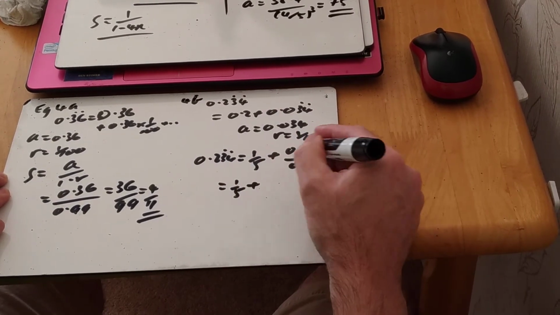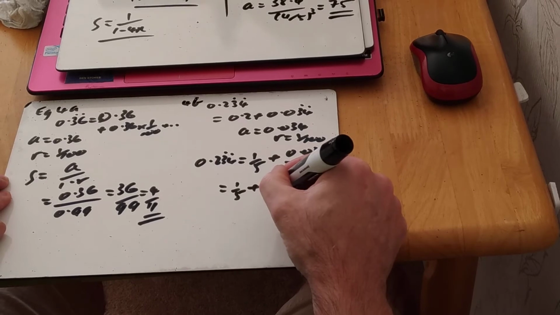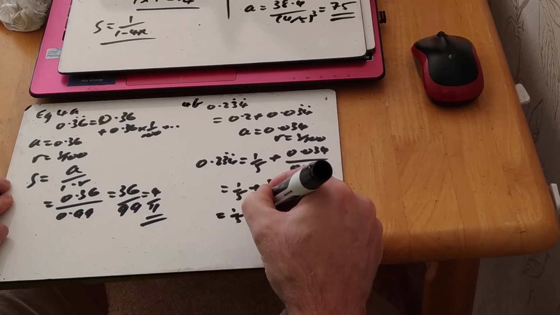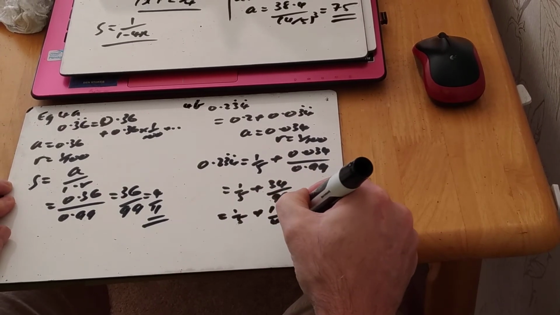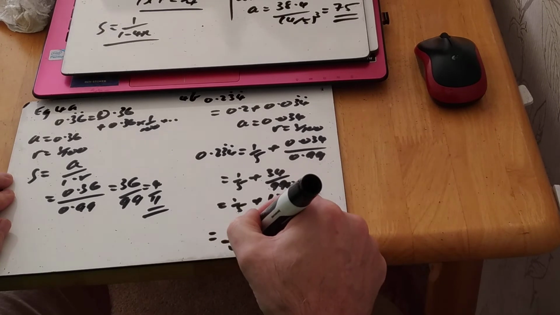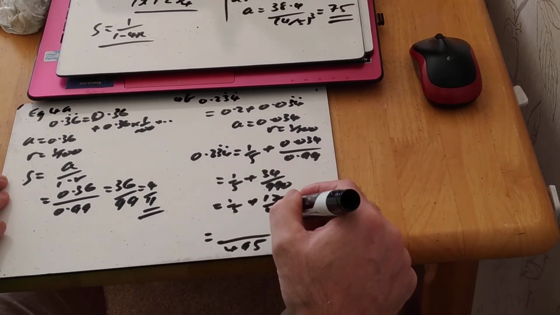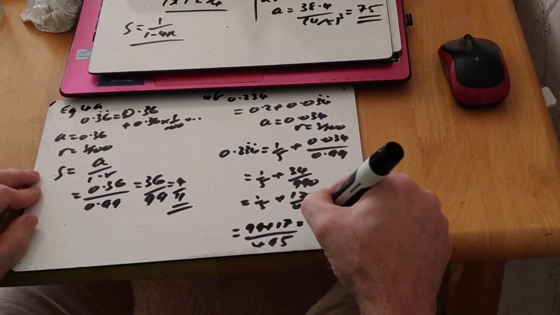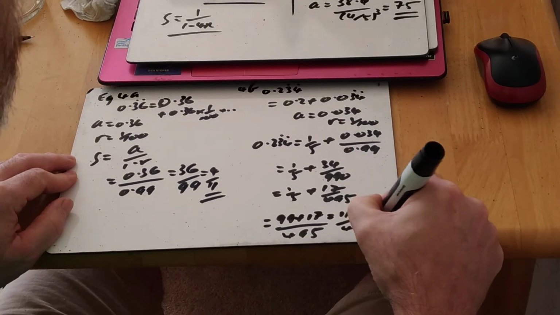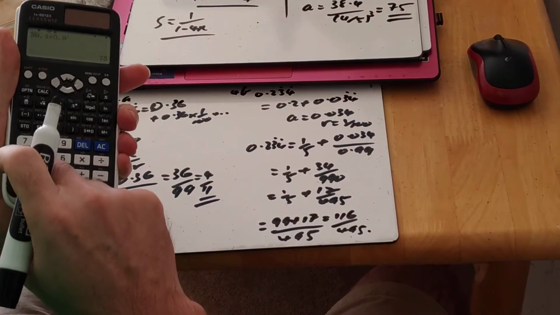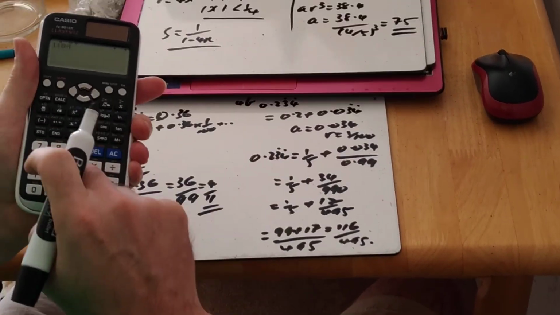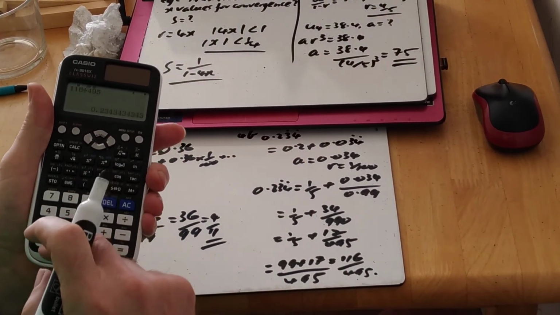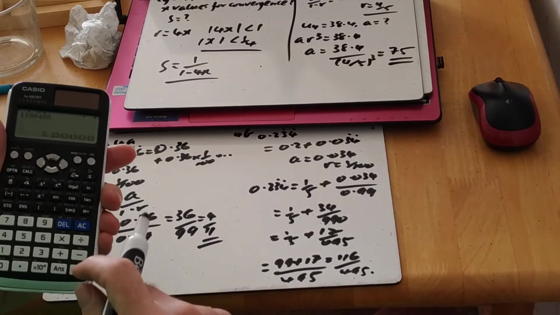Get rid of the decimals, times everything by 1,000, 34 over 990, which is 17 over 495. A fifth plus 17 over 495, common denominator 495, how many fives go into that one? 99, plus 17, which is 116 over 495. That's that. There's a check: 116 divided by 495 equals 0.234234, which is what we had at the start.